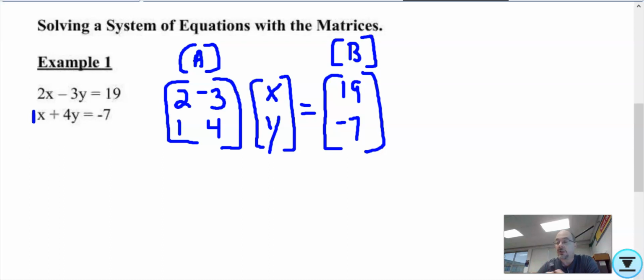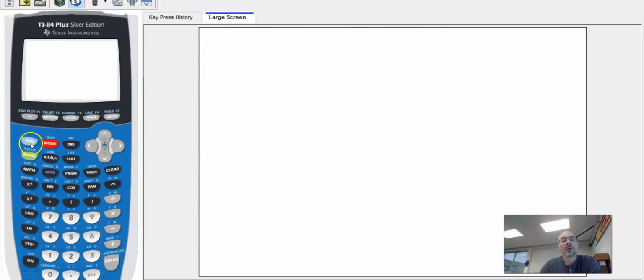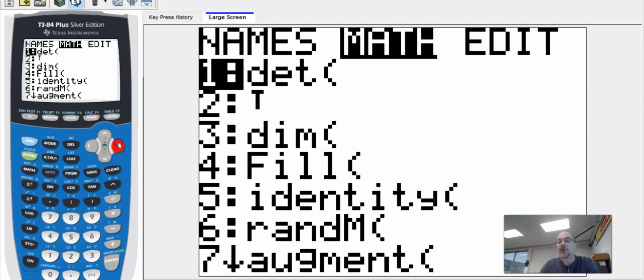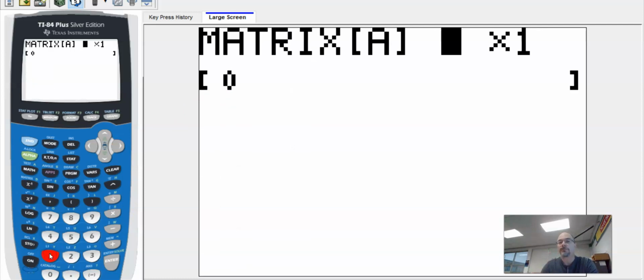So here we go. We're going to go to our calculator. Let me start over with the matrix. We're going to go second, and then 1, 2, 3 buttons down, underneath the math button, and hit that. Now we have to enter those numbers into the calculator. So we right arrow to edit. We're going to put those first 4 numbers in matrix A, so we're going to pick number 1.